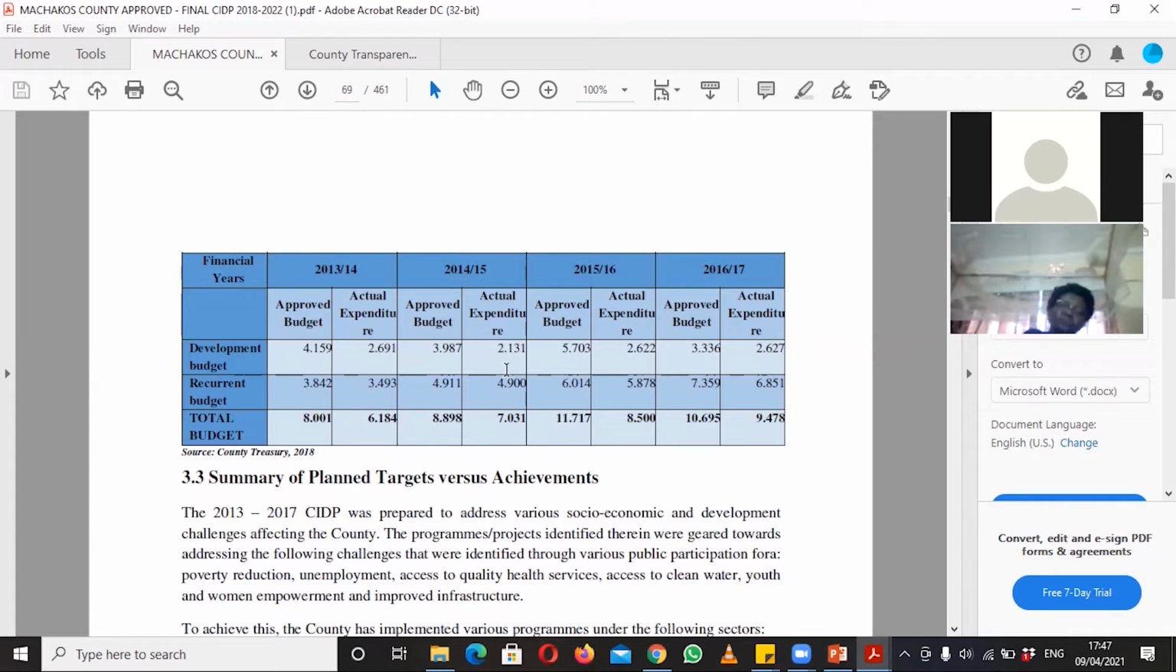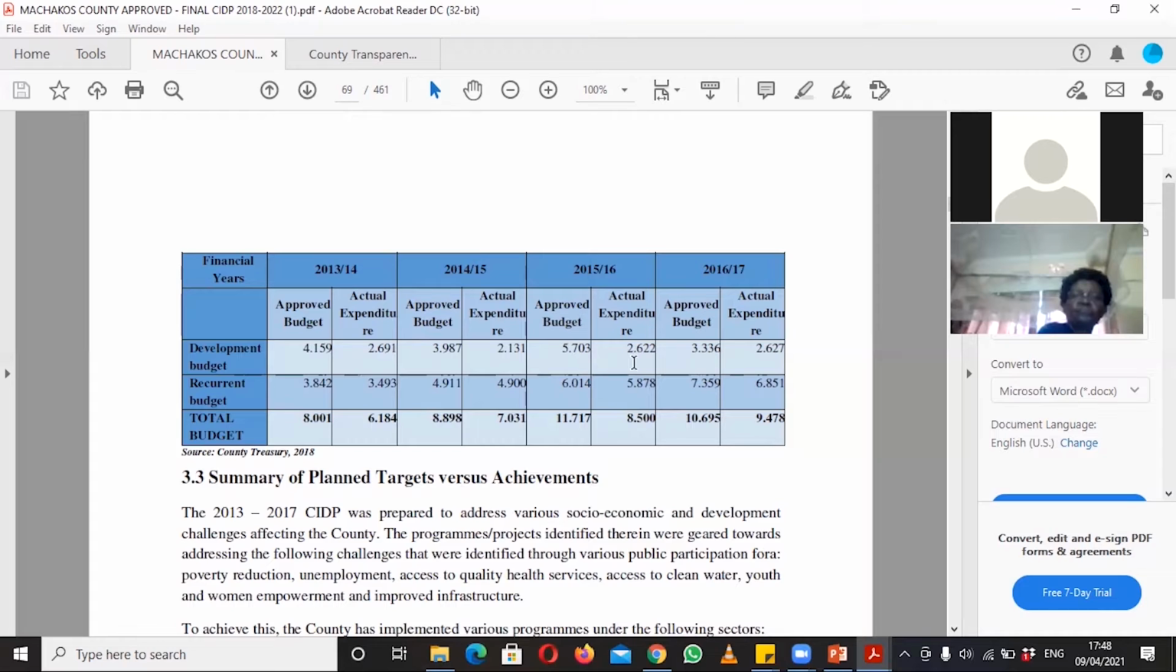It's still average. It rotates around 2. And then the recurrent budget, they increased it to 4.911 approved budget, and they used 4.900. So they used almost all of it. The approved budget was 8.8 billion, and the actual expenditure they only utilized 7 billion. And then 2015, 2016, the approved budget was 5.7 billion, but the actual expenditure for development budget was 2.622. This is way below average.